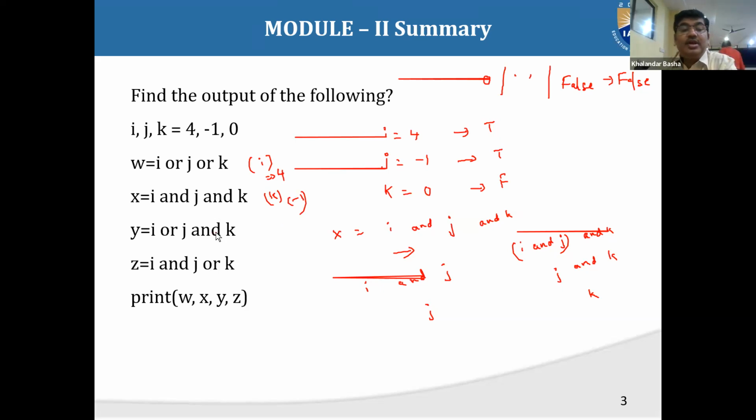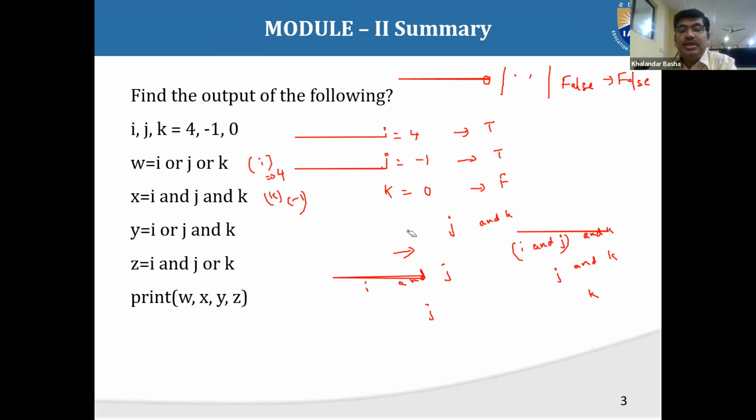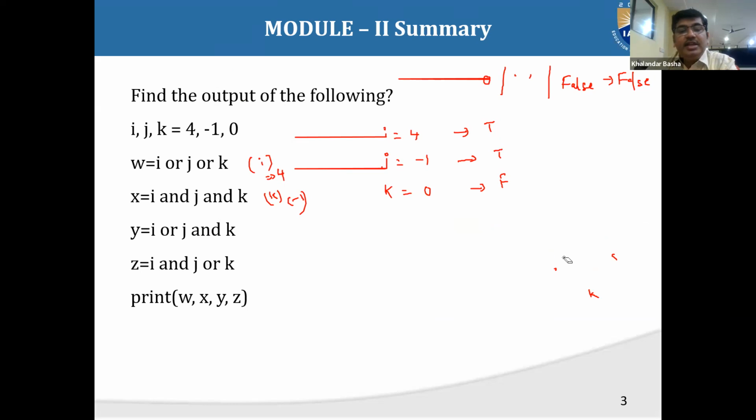So everyone clear about X? If you have any doubts, you can ask me. Otherwise, I'll move to the third case. Okay, once again I'll repeat. In the X logic, what is the expression they give? They give the expression as I and with J and with K. So this is the expression X.